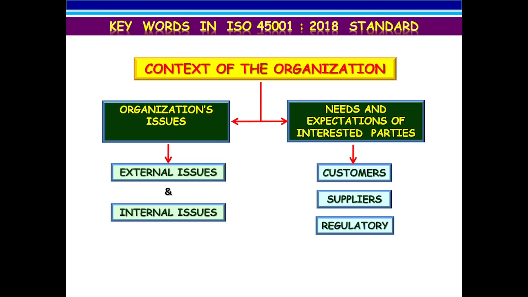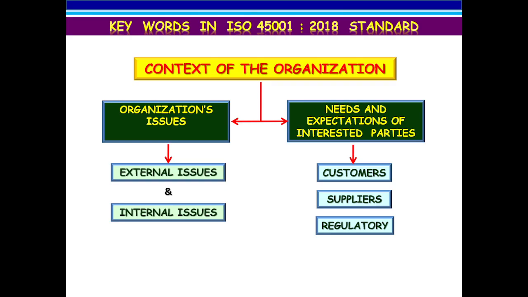Organizational issues can be external or internal. First, know what are your external issues. Examples are social, political, legal, financial, technological, economic, natural surroundings and market competition, contractors, subcontractors, suppliers, new technology and new laws. Any issues in these should be resolved immediately.